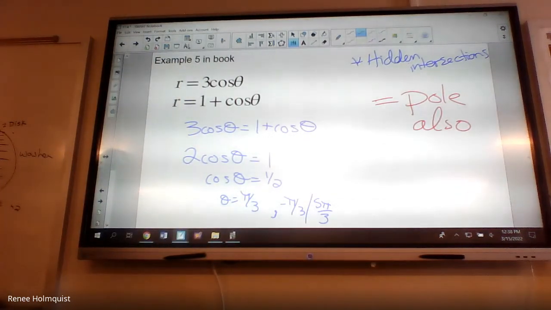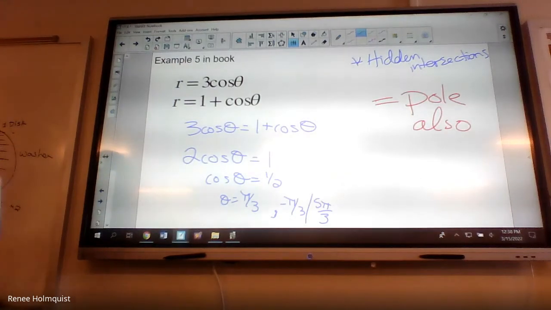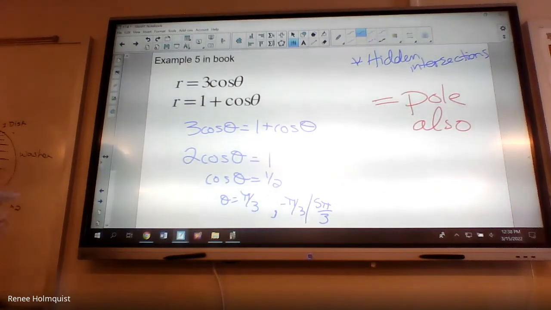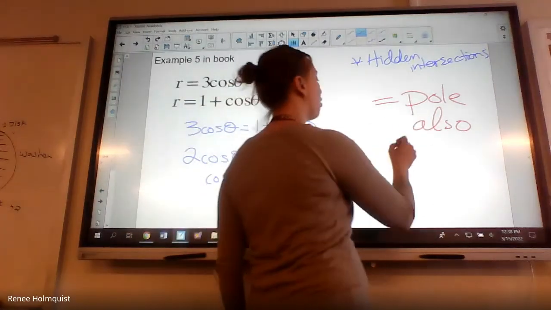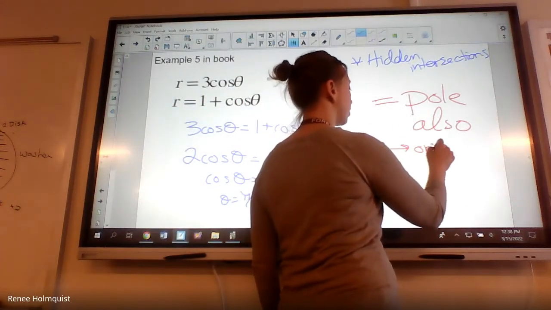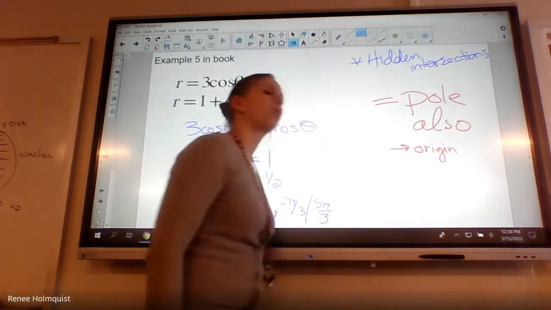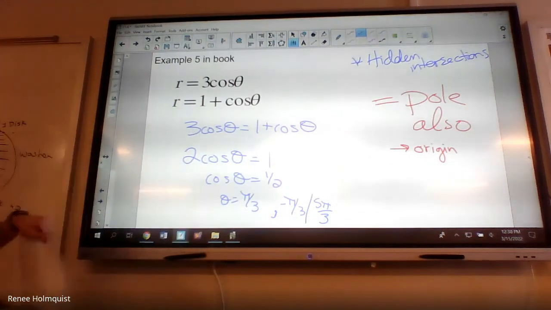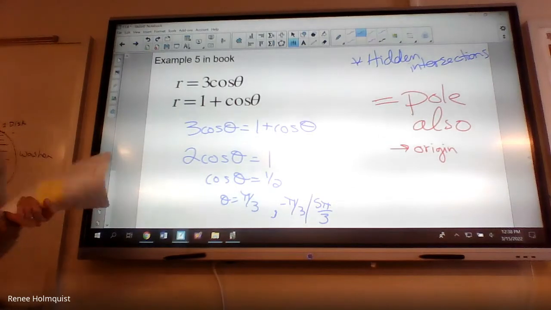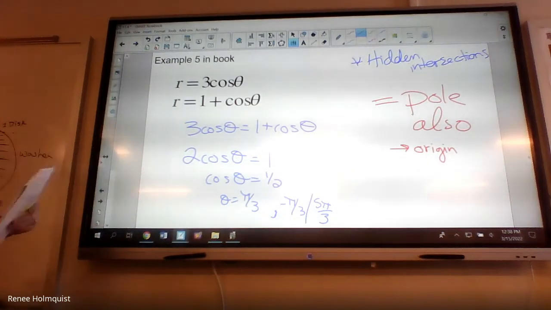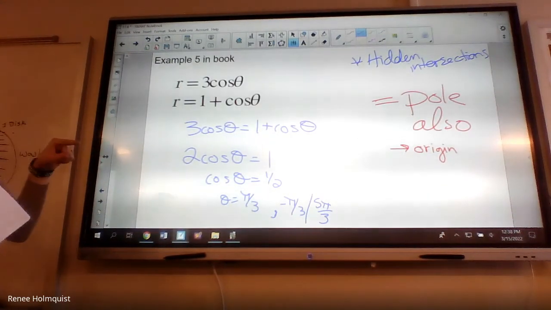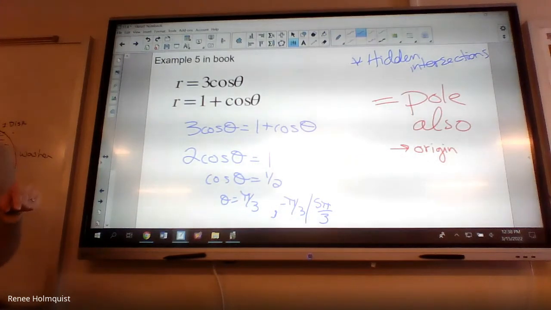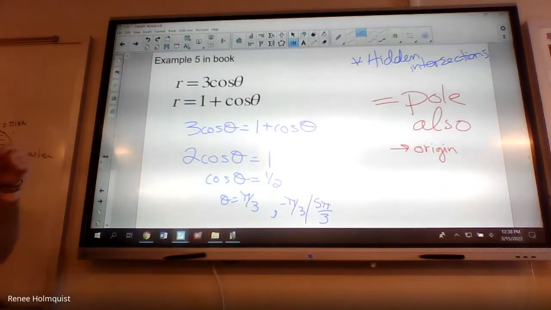Okay, so these things also cross at the pole. Think of it as the origin, right? They also cross at the origin, but here's why you don't get it algebraically. It's because they hit it at different times.